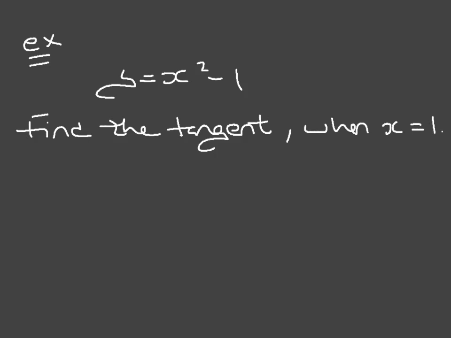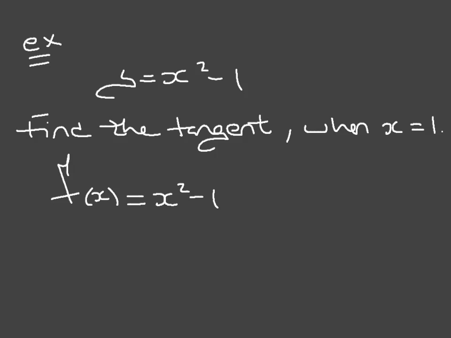Now, the way we do this is we're going to differentiate this curve's equation. The reason why we do this is because remember that the derivative of a function can be thought of as a gradient function. In other words, it tells us the gradient of the curve at any value of x we plug into it. So I'm going to define this curve's function as f of x equals x squared minus 1.